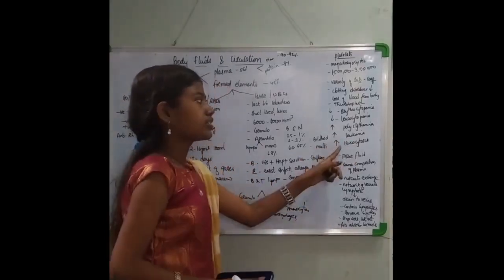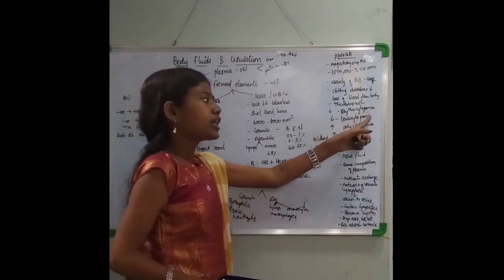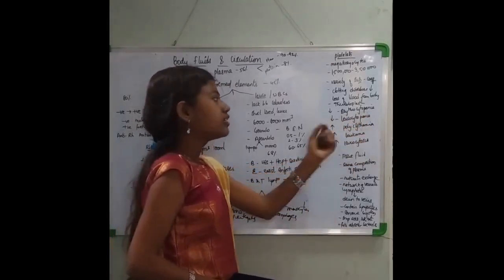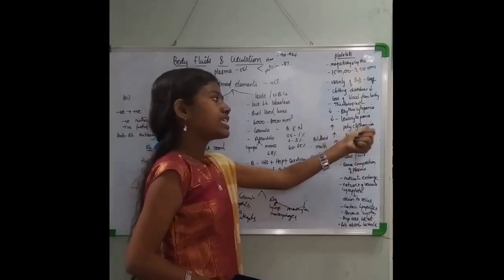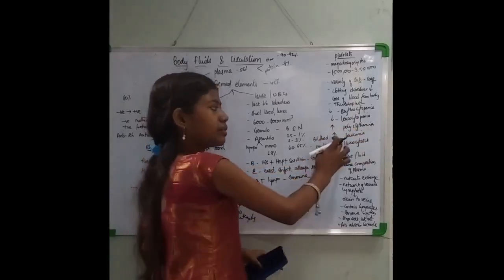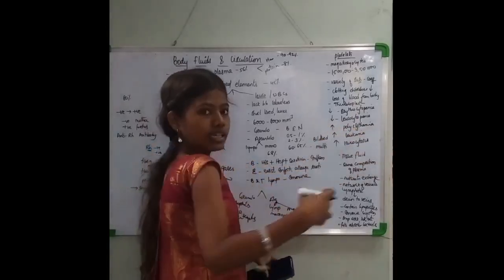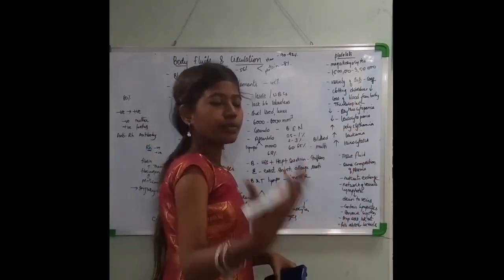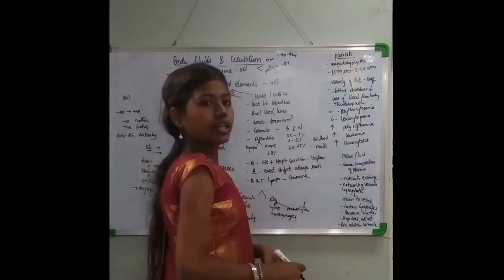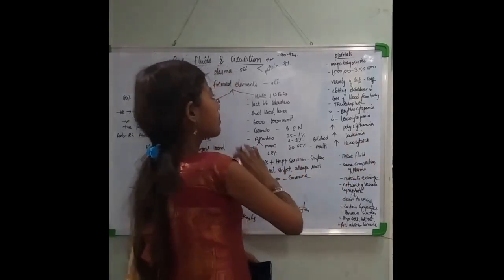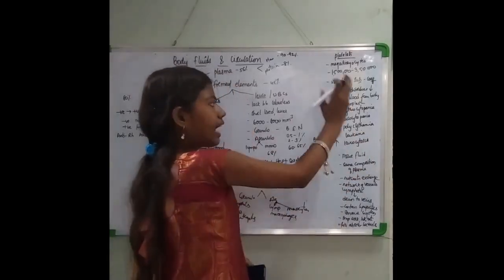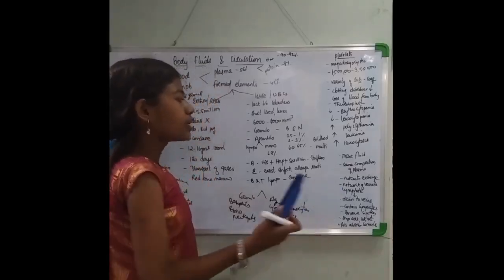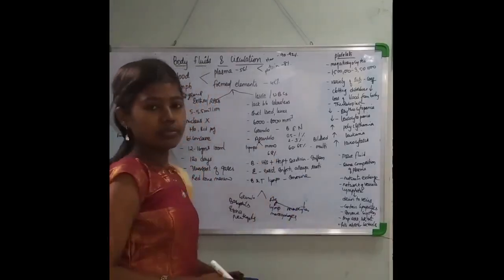This is abnormal increase. Decrease in RBC is erythrocytopenia. Decrease in WBC is leukocytopenia. Increase in RBCs is polycythemia. Increase in WBC is leukemia. Abnormal increase in WBC, that is more antibody production or immunoglobulins, is leukocytosis. So this is about the RBC, WBC and platelets. Clear? Now next we'll talk about the lymph.